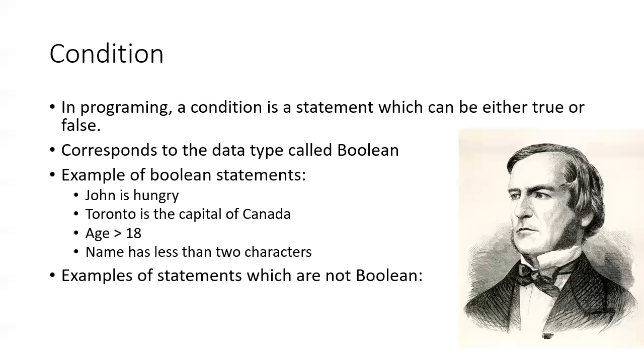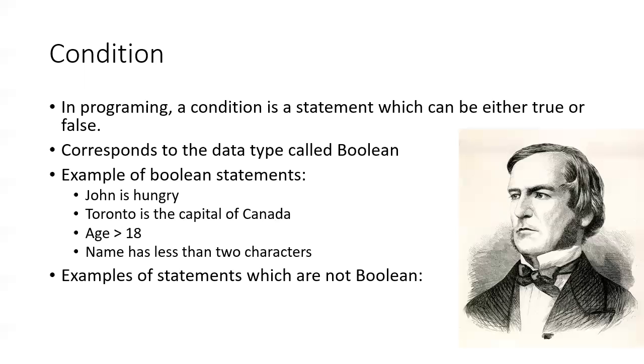And so here are some examples. John is hungry could be either true or false, right? It can't be true and false at the same time. Depending on how long ago it was that John ate, he's either hungry or he's not. He just got up from a meal, he's not hungry. Toronto is the capital of Canada. That's false. That's a Boolean type statement. If somebody said that as a condition, we'd have to go and do the false thing, because I don't know if you know or care what the capital of Canada is, but it's not Toronto. It's Ottawa.